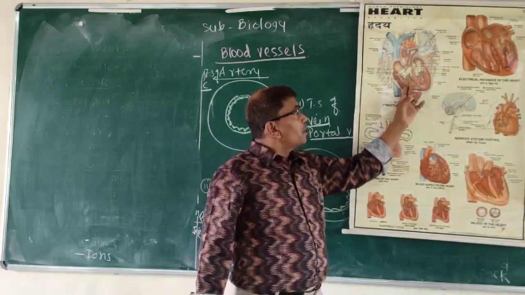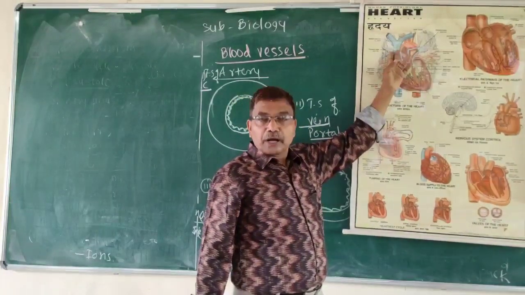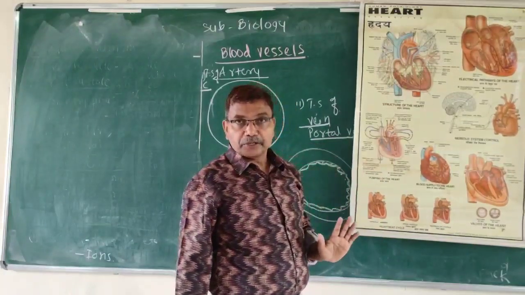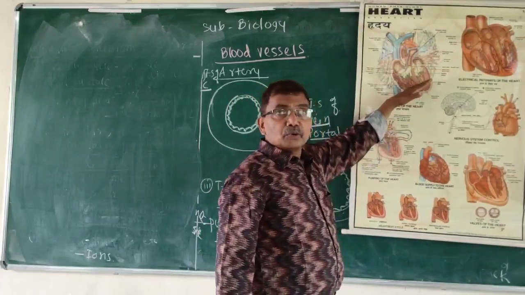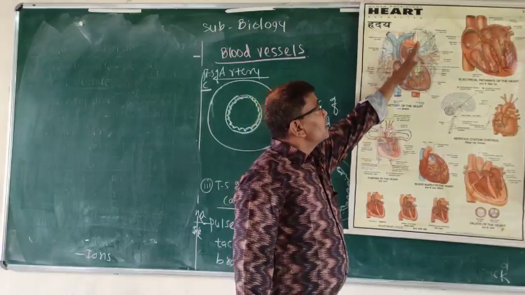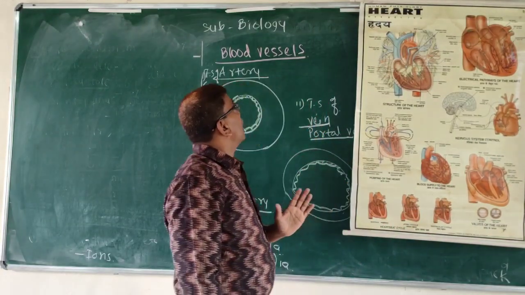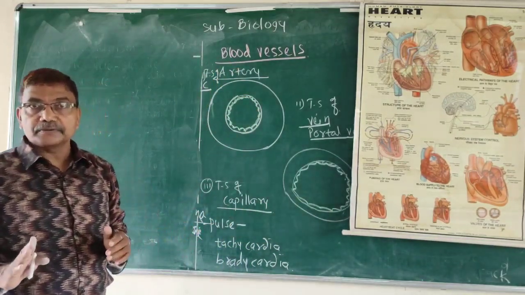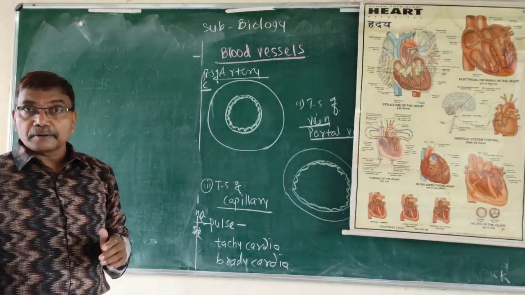Secondly, this right ventricle pours blood into the pulmonary artery, the pulmonary aorta, and this pulmonary aorta carries blood to the lungs for purification. We know that when there is ventricular systole, which is forceful, it pours blood into these blood vessels, and blood is carried away from the heart with the help of arteries. Arteries are blood vessels. These arteries carry blood away from the heart.